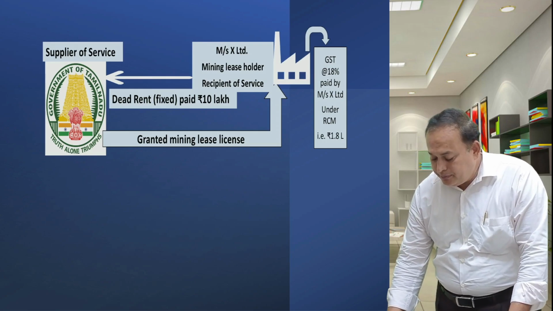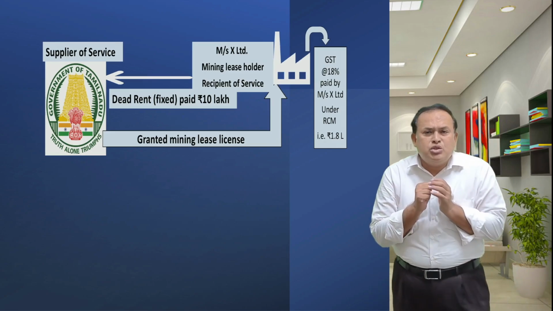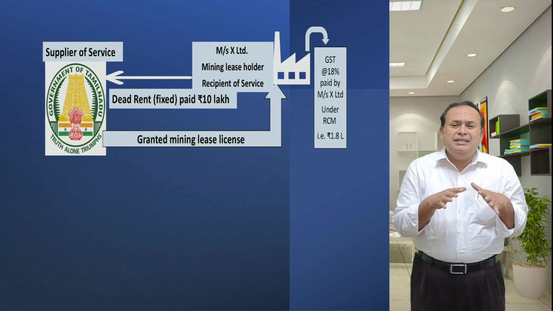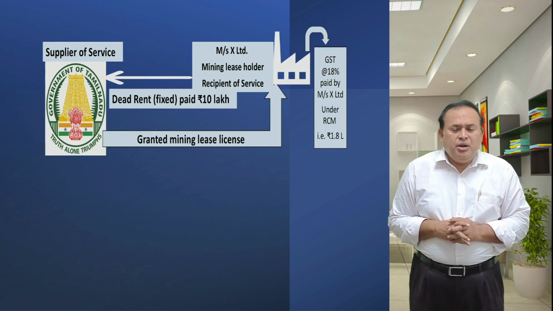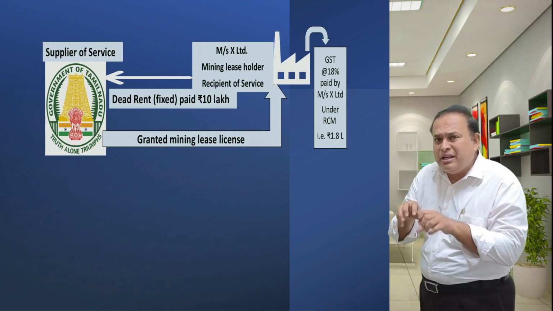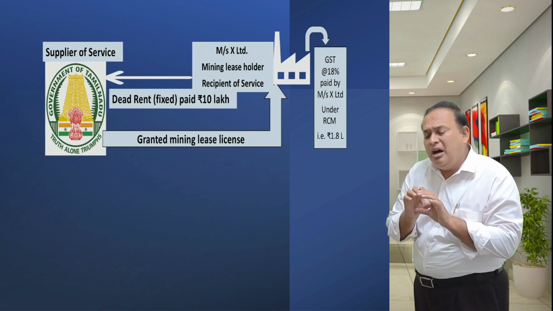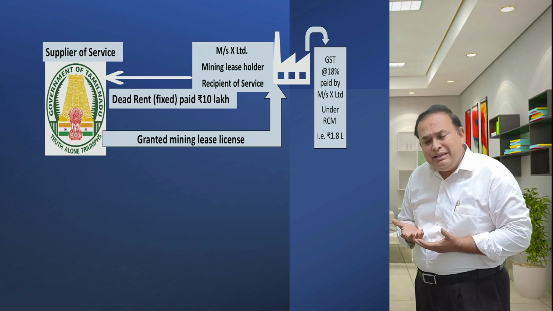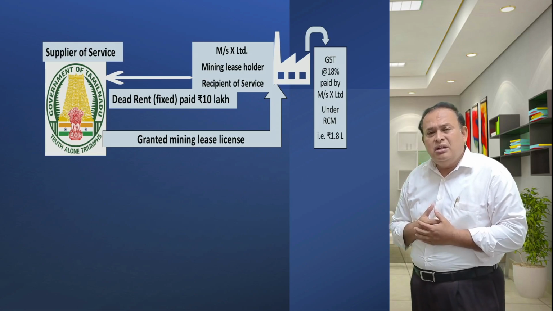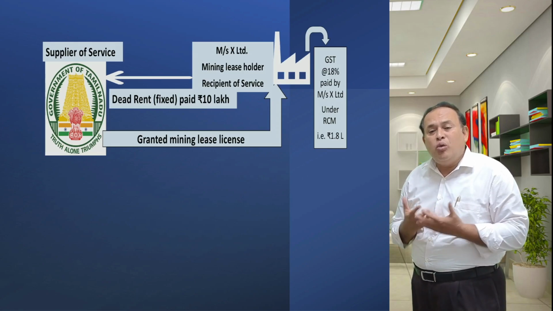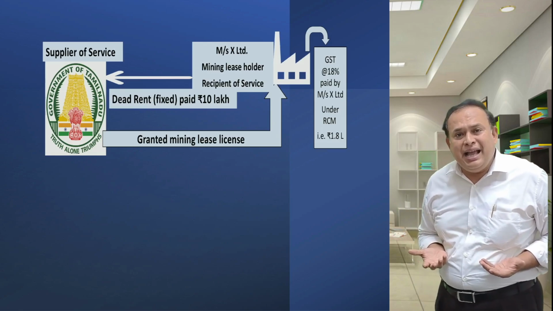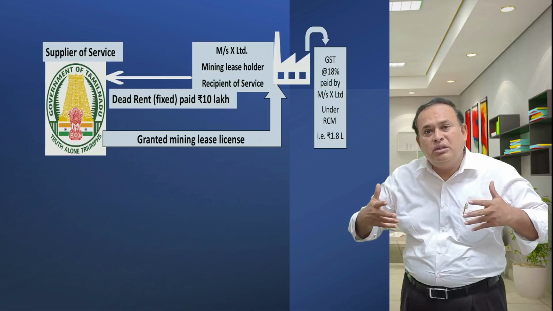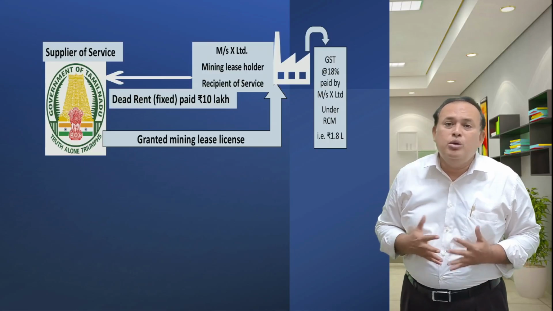Now here, the government is worried. What is the worry of the government here? I said dead rent, 10 lakhs. But when X Limited goes to extract the minerals, coal, or while mining from that particular premises, it may extract much more. That means the dead rent we charge, 10 lakh, may be peanuts tomorrow. If it extracts more than the required quantum, I am a loser.